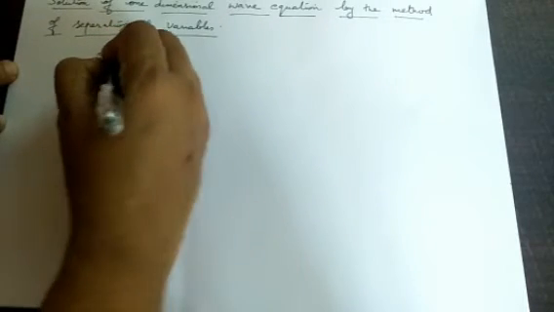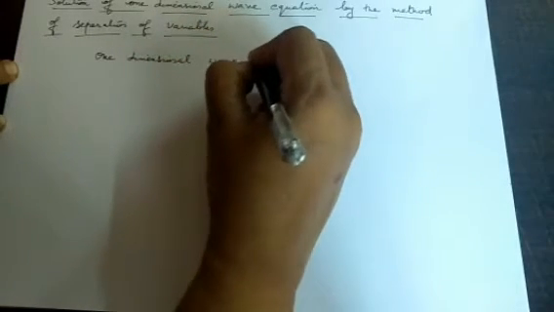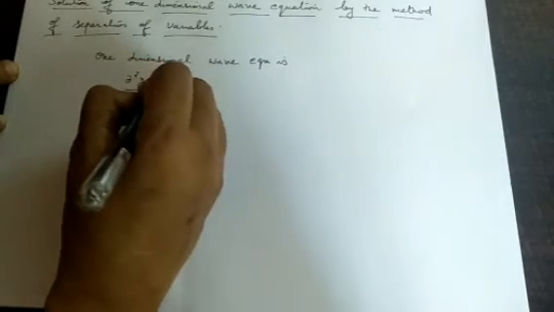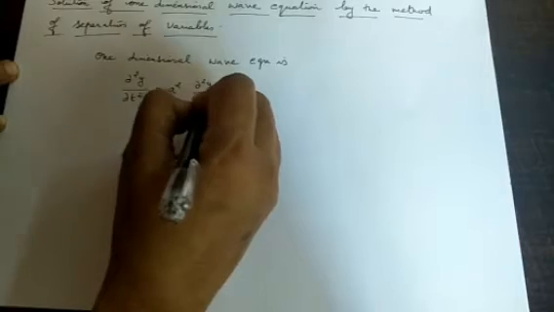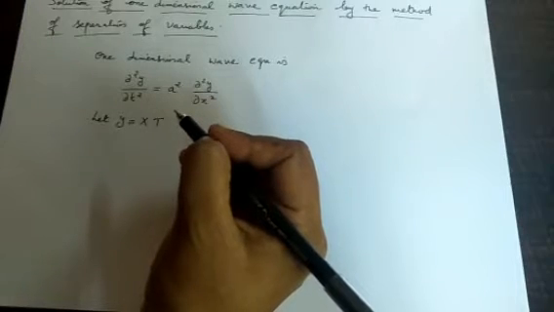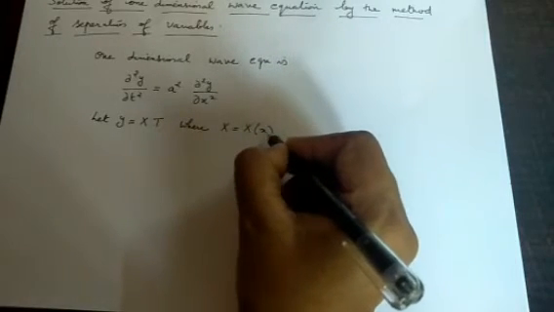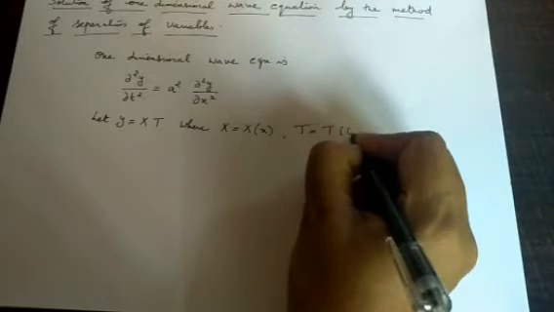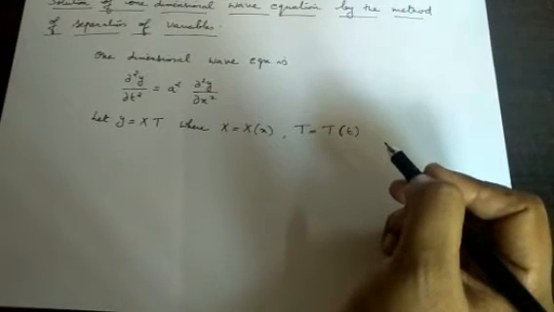First of all, the one-dimensional wave equation is ∂²y/∂t² = a² ∂²y/∂x². Now, for the solution, let y = X T. We can take the solution as y = XT, where capital X is a function of x only, X = X(x), and capital T is a function of t only, T = T(t).